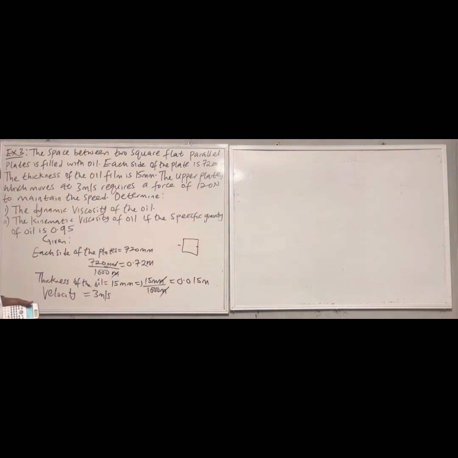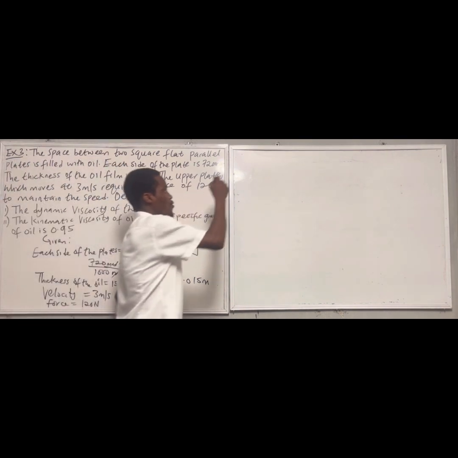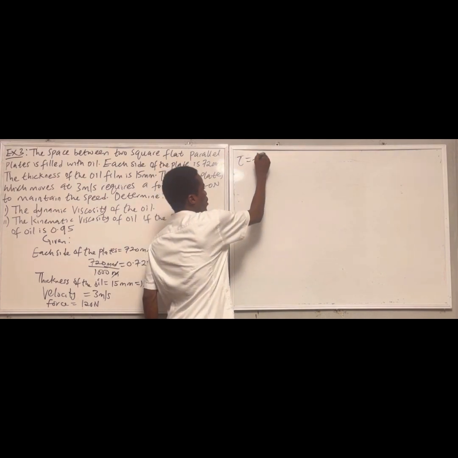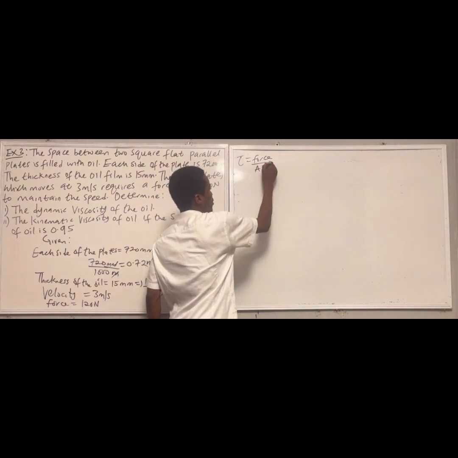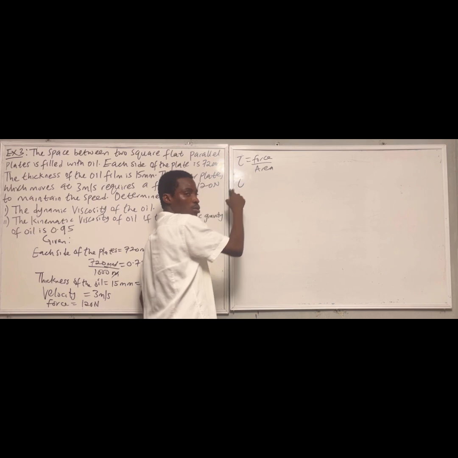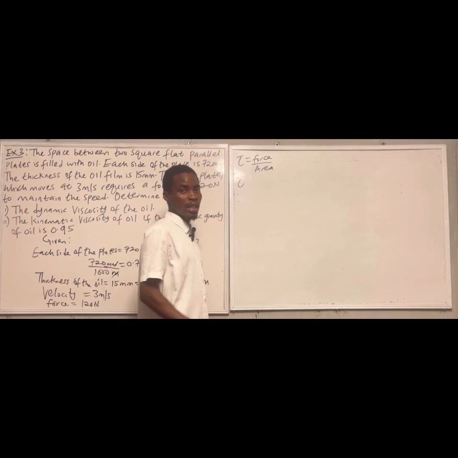So we have a force. A force is required, which is 120 Newton, to maintain the speed. We only have a force. Remember, for us to calculate our shear stress, we have force all over area, so that we can get our value for shear stress.